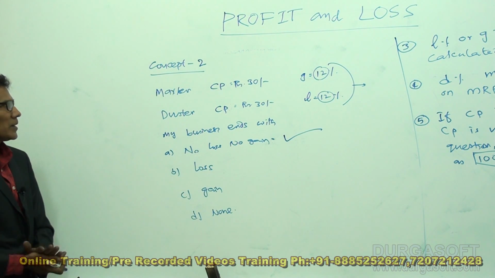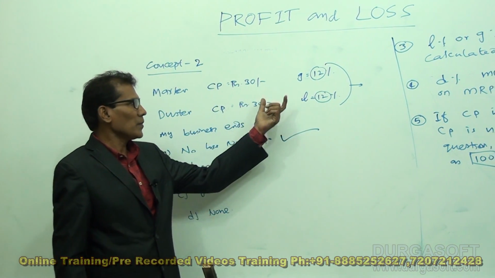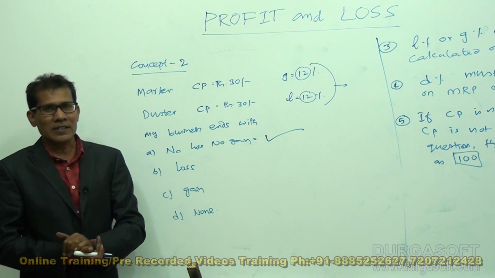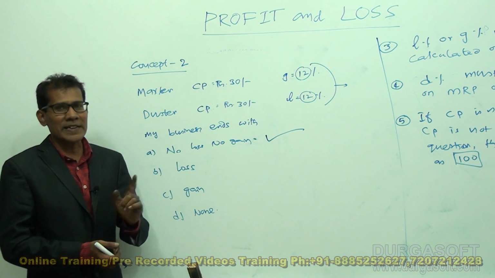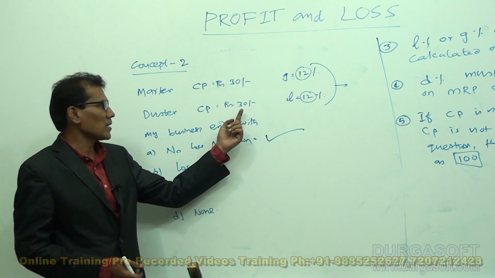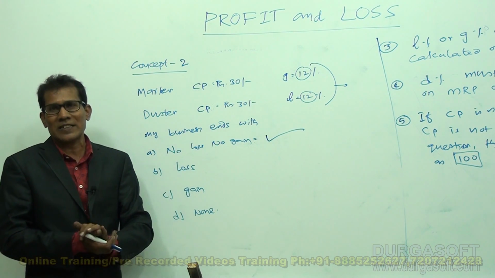So you need to remember the concept 2 is whenever two articles' cost prices are same, and the gain percent on one article is exactly equal to the loss percent on the other article, always the business ends with no loss, no gain. Means whatever the investment, 30 plus 30, 60, after selling also you will get the 60 only together.